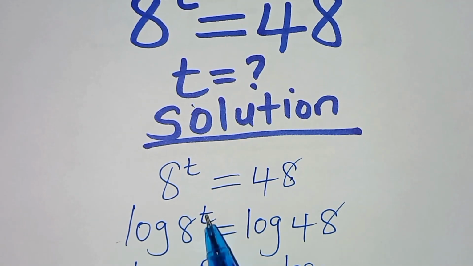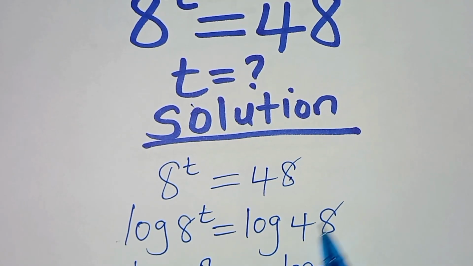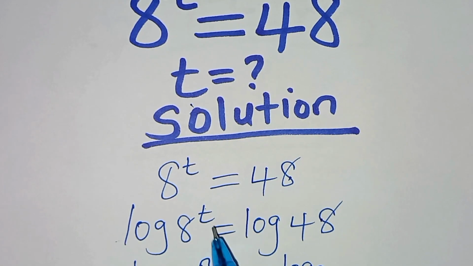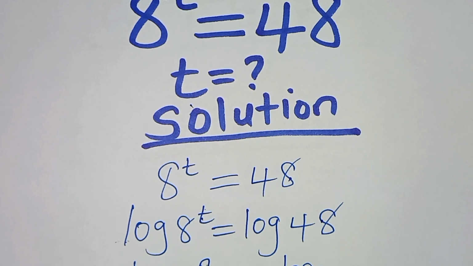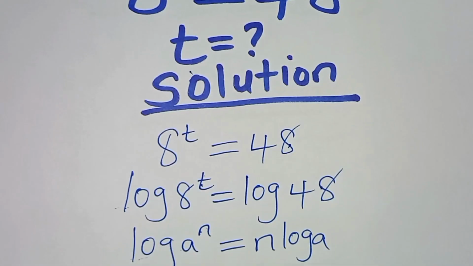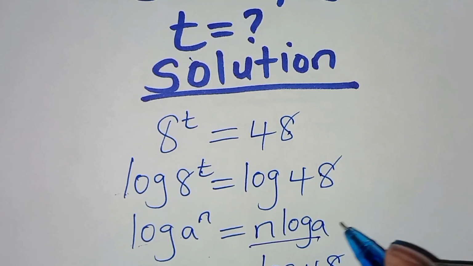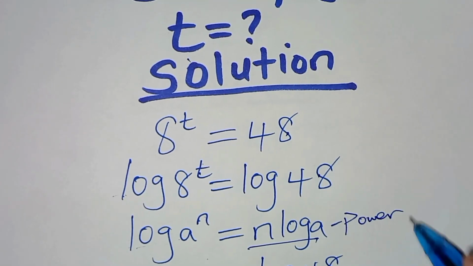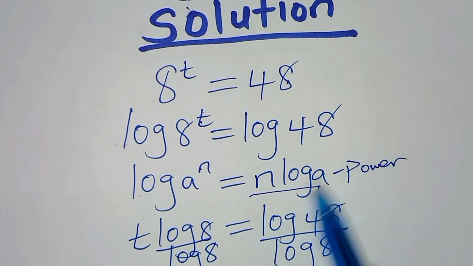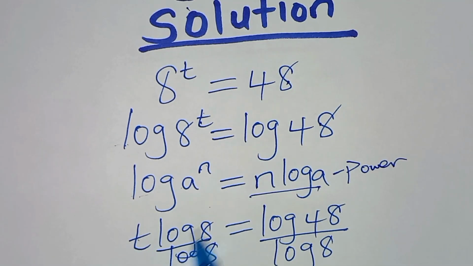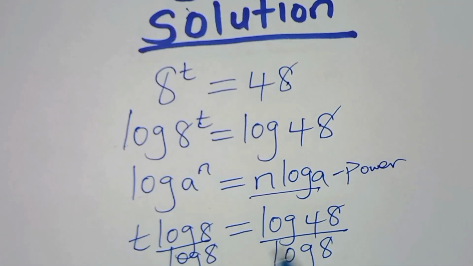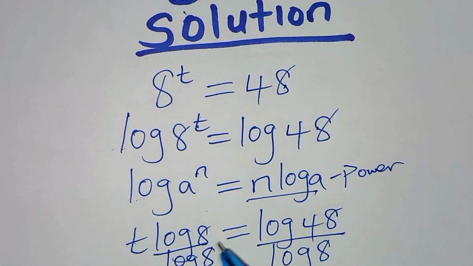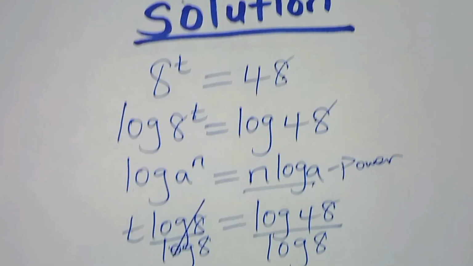That is log 8 to the power t, equal to log 48. Now, log 8 to the power t is in this form, log a to the power n, which is equal to n log a. This is the power rule property of logarithms. Now applying this property, we'll have t log 8, and we divide both sides by log 8 so that we simplify here.